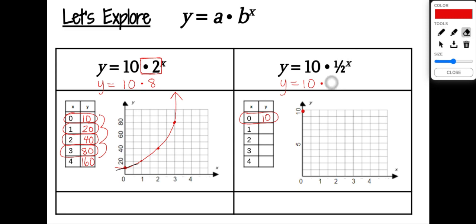Let's erase. All right, so plugging in 1, 1/2 to the first power is 1/2, and half times 10, or half of 10, is 5. So over 1 up 5 would be about here.